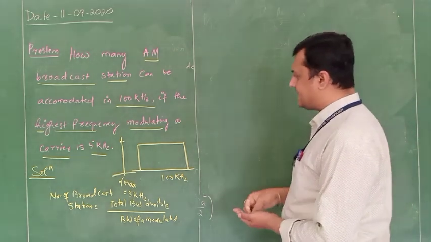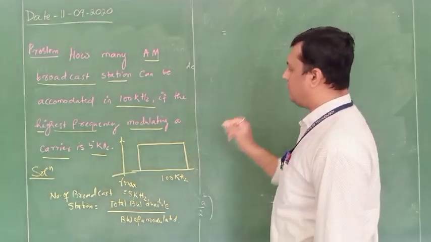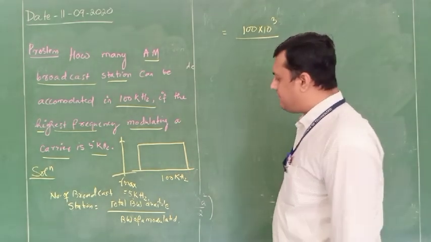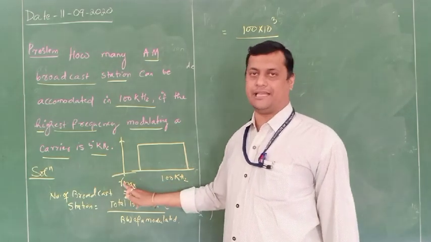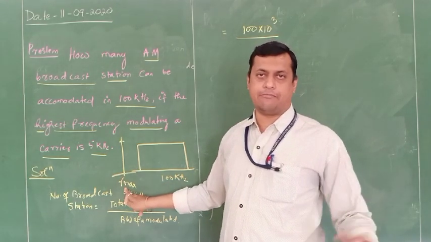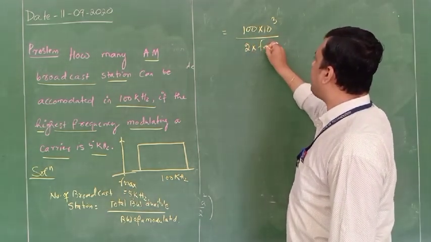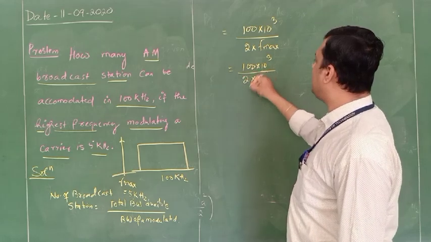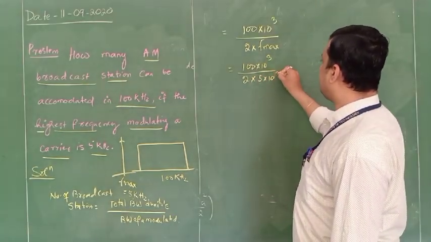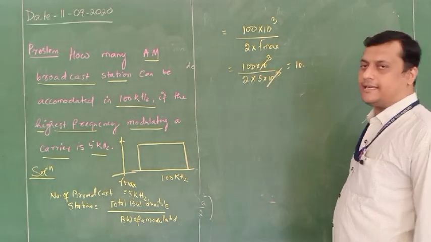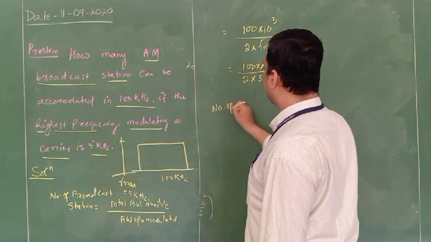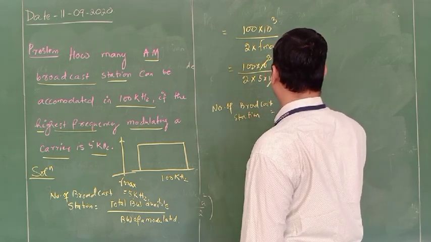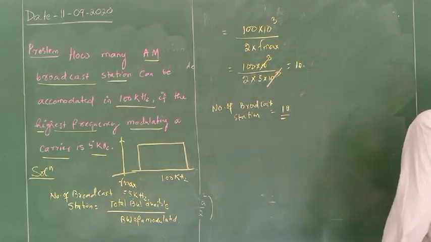So what I will write: total bandwidth available is 100 kilohertz, 100 into 10 to the power 3 hertz, and the bandwidth available in the modulating signal. This is the maximum frequency available in the modulating signal. So for this modulating signal, what is the bandwidth? The bandwidth is twice f max. So it is 100 into 10 to the power 3 divided by 2 times f max. What is f max? It is 5 kilohertz, 10 to the power 3. This gets cancelled out. The result is 10. So the number of broadcast stations is 10. This is my answer. So 10 is the number of broadcast stations.